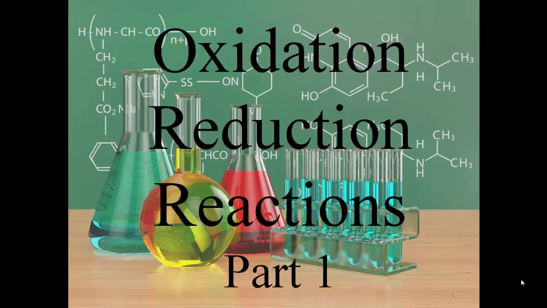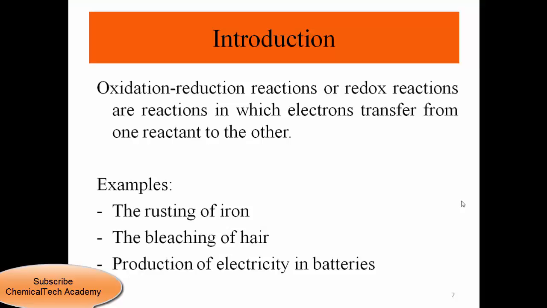Okay, let's start the introduction of oxidation and reduction reactions. So before we said we have three types of chemical reactions. One of them was precipitation reactions, the other one was acid-base reactions, and the third one is oxidation reduction reactions. So let's have a quick review, and later on we will have it in details.